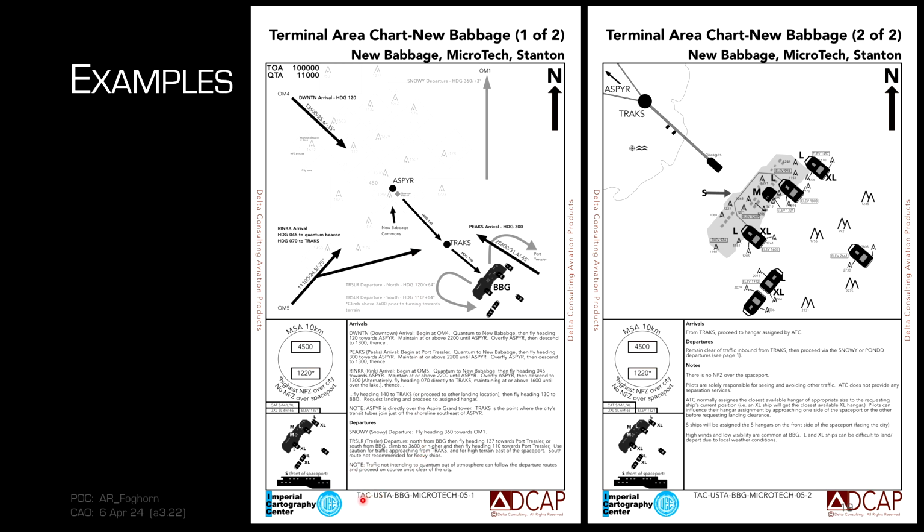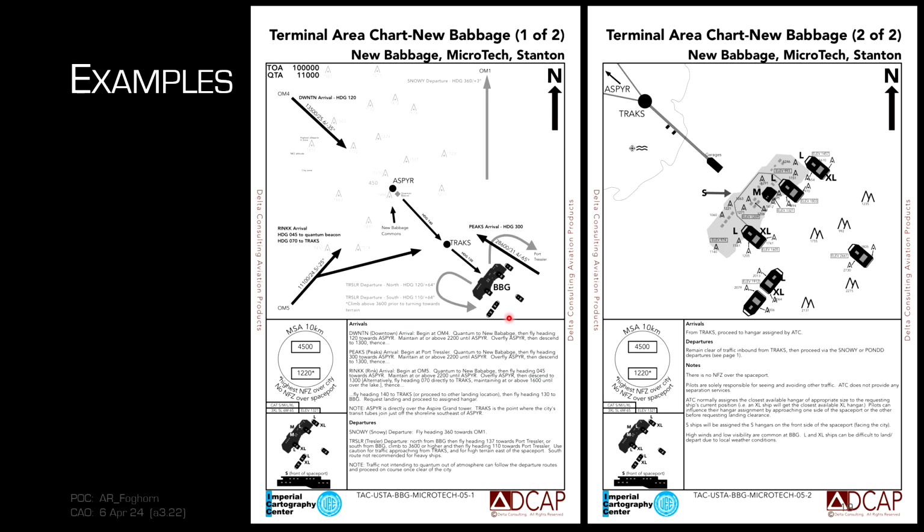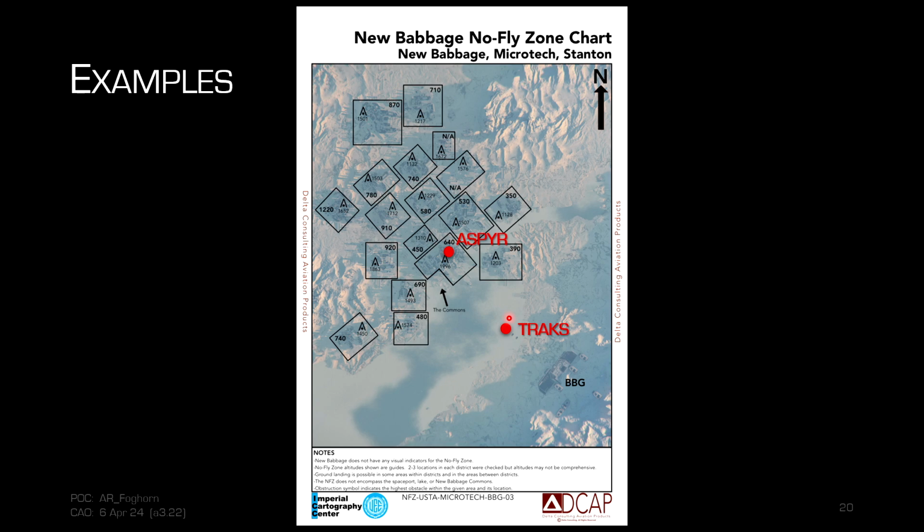Okay, again, this is a terminal area chart, which is what you'd be looking at when you're doing your approach. If you have a no-fly zone chart, it would look like this. You can see that it should have known ground references or aeronautical references plotted on it as well. So you can go, okay, if I look at this and this, they should jibe between each other. And so you can kind of mentally plot where these arrivals and departures are.